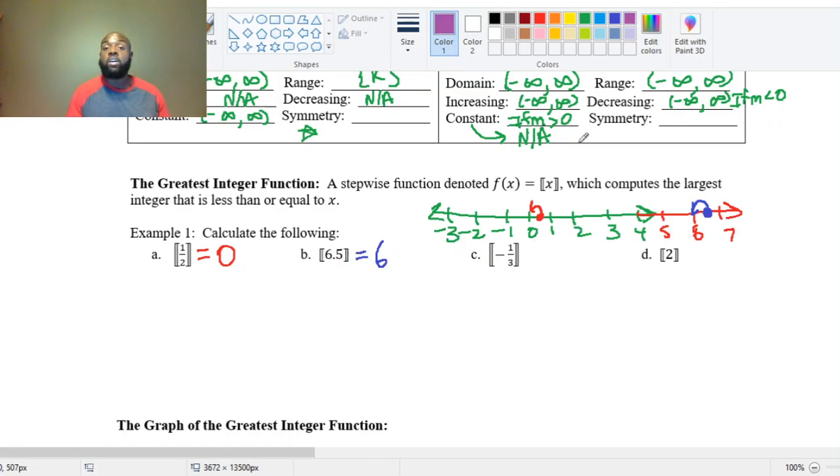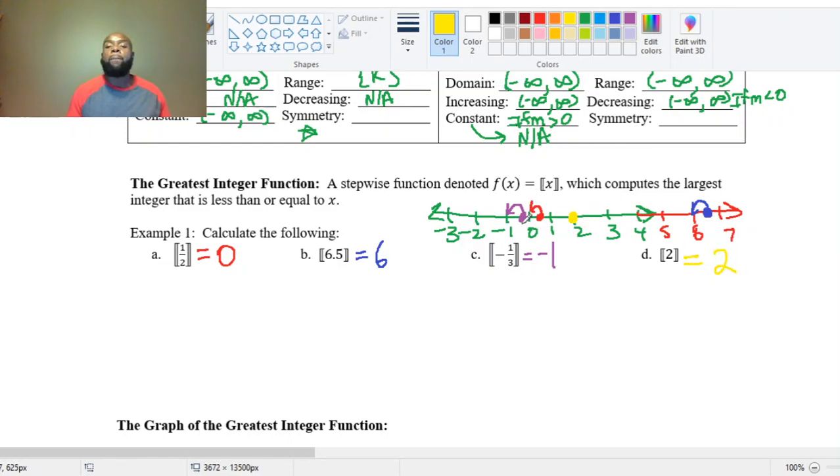Negative 1/3. Negative 1/3 is between -1 and 0. Numbers that are less than a number are always to the left, right? So the largest integer that's less than or equal to -1/3 is -1. So my greatest integer function evaluated at -1/3 is -1. And then at 2, my greatest integer less than or equal to 2. Oh, there's an equality on that less than or equal to. So this actually equals 2.